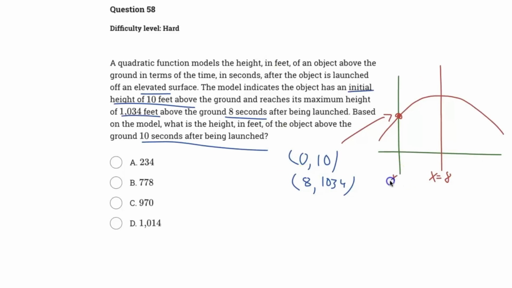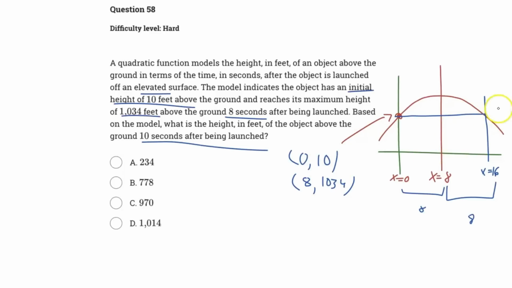So if this is x equals 0, and then this is x equals 8, then this value over here, when it returns back to the starting value, that has to be x equals 16, right? Because this is a change of 8, and this is also a change of 8. Each side of the axis of symmetry is equal.